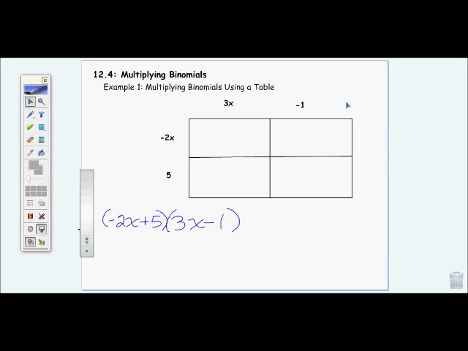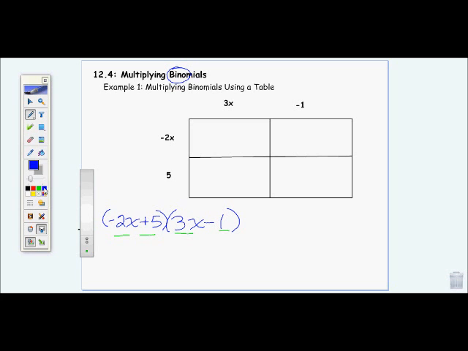Okay, now that we have worked with multiplying, we're going to work on multiplying binomials. So binomials again means that each expression has two terms. If you look here, we have two terms in this first expression and two in the next. The first way I'm going to show you is a visual way of multiplying.